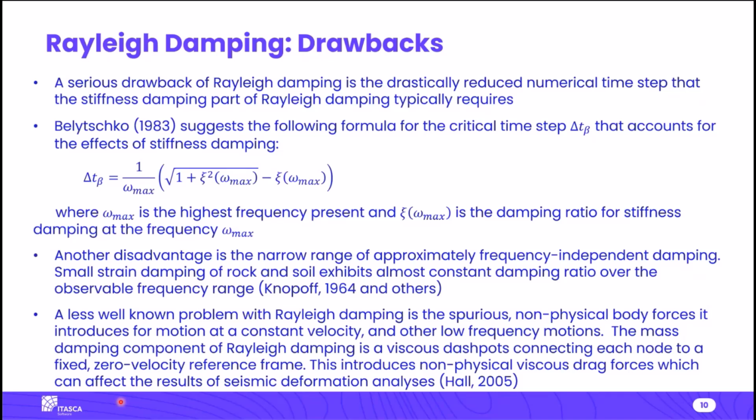And a less well-known problem with Rayleigh damping is that it introduces spurious non-physical body forces for motion at a constant velocity and other low frequency motions. That's produced by the mass damping component of Rayleigh damping, which is actually a viscous dashpot connected from each node to a fixed zero reference frame. That's a very unnatural thing that cannot exist in nature. There is no fixed reference frame. So that introduces non-physical drag forces, which can affect results in seismic deformation analyses.